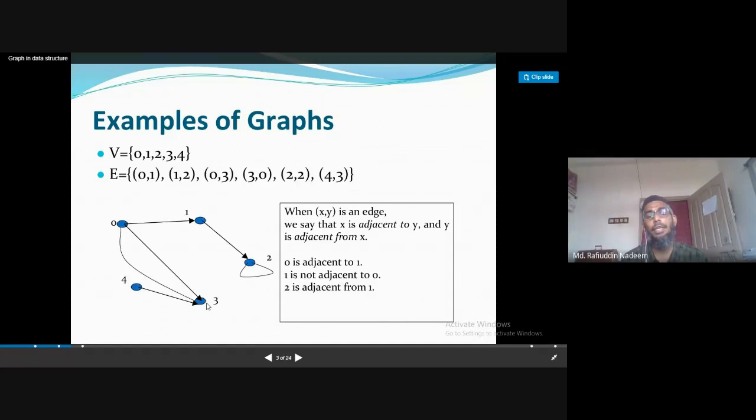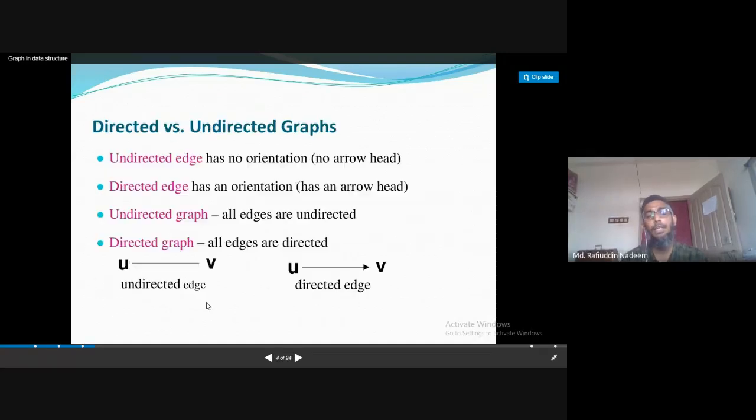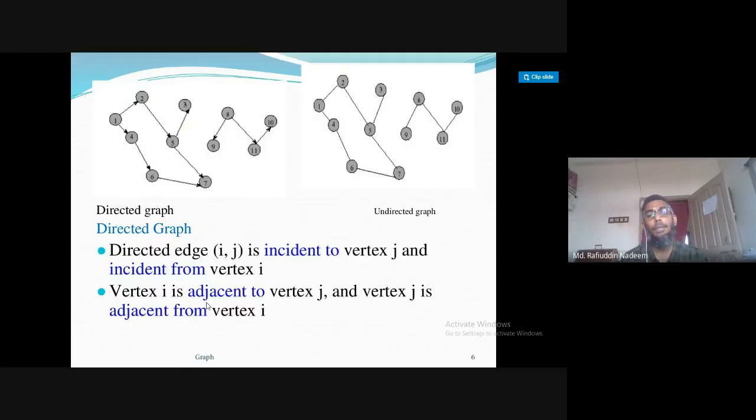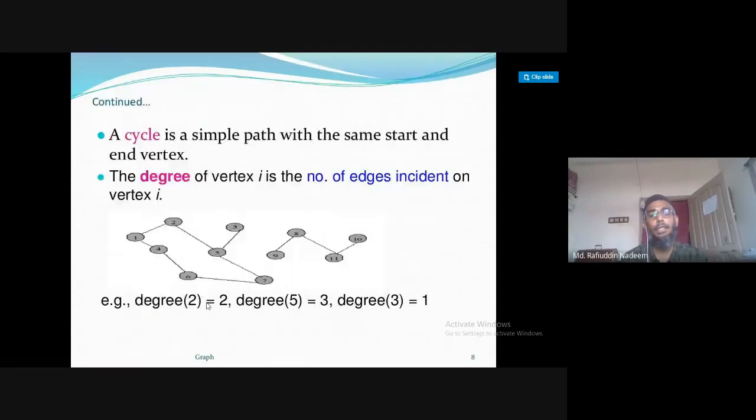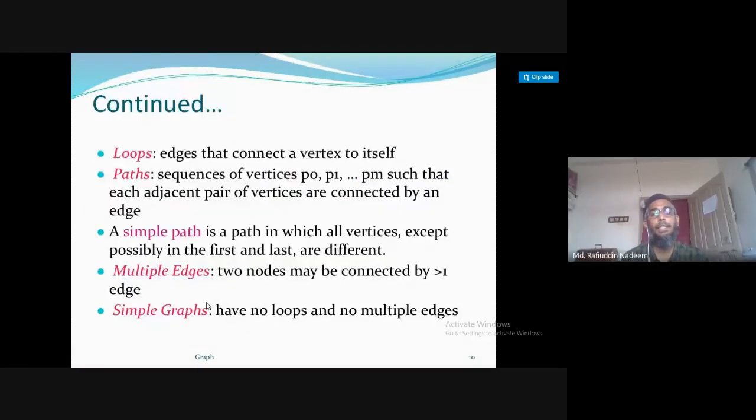From 0 to 3, it is connected twice. Then it has multiple edges, meaning there is a path between 0 and 3 multiple times. That can be termed as multiple edges. Simple graphs have no loops and no multiple edges. You can call a simple graph a graph with no loops, meaning there won't be any edge from a node to itself, and there won't be any multiple edges. Such a graph is called a simple graph.